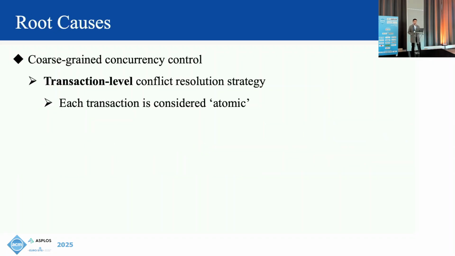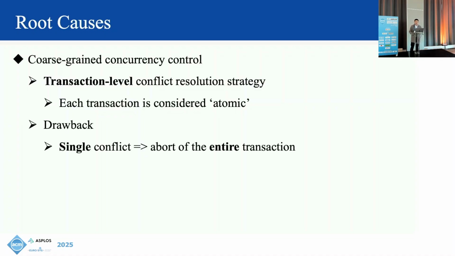The root cause of this inefficiency lies in the granularity of concurrency control used by traditional methods. Most systems adopt a transaction-level conflict resolution strategy. Each transaction is treated as an atomic unit, all or nothing, which means if any part of a transaction conflicts, the entire transaction is aborted and re-executed. This coarse-grained approach leads to unnecessary rollbacks, especially when only a subset of operations within the transaction are actually conflicting.